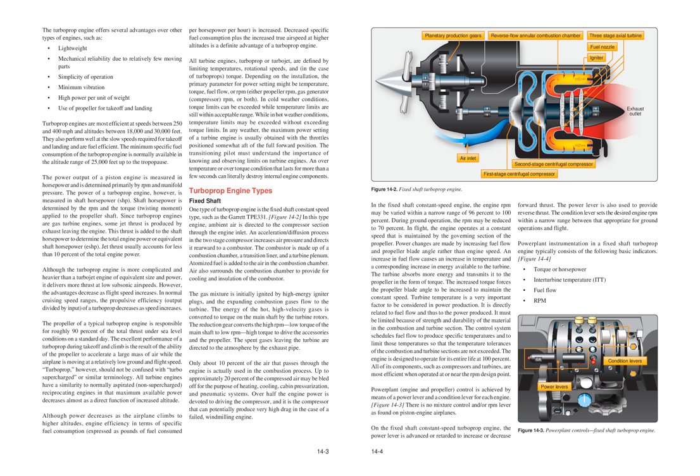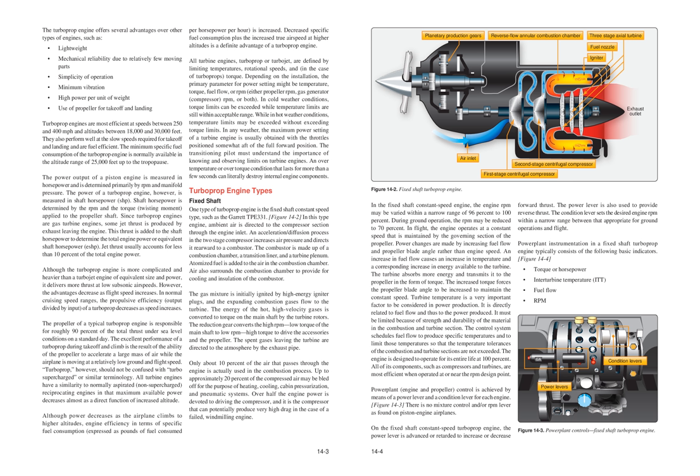Since turboprop engines are gas turbine engines, some jet thrust is produced by exhaust leaving the engine. This thrust is added to the shaft horsepower to determine the total engine power, or equivalent shaft horsepower, ESHP. Jet thrust usually accounts for less than 10% of the total engine power.